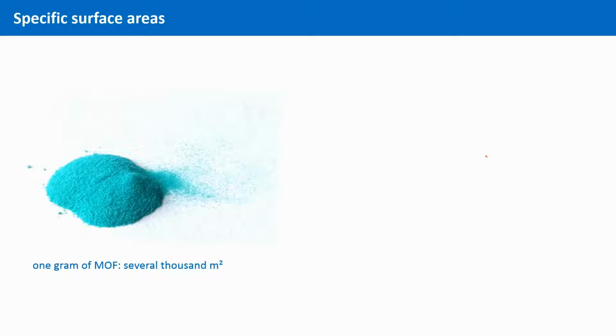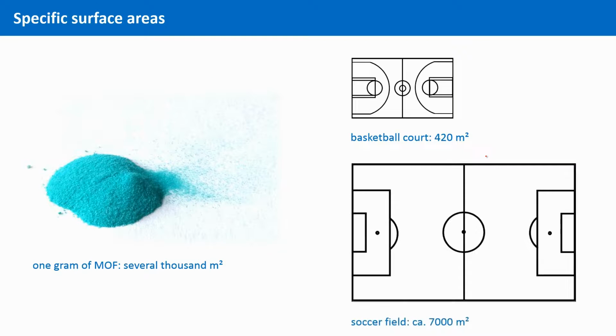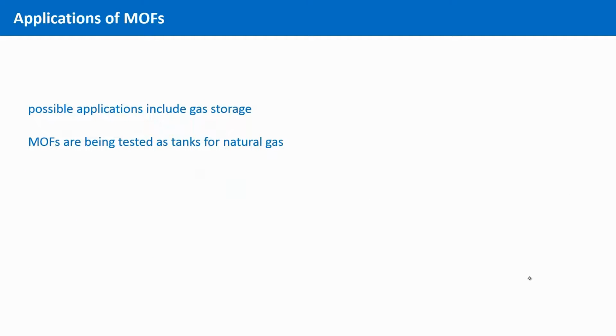For comparison, a basketball court is 420 square meters large, and a soccer or football field is about 7,000 square meters large. Typical values for MOFs lie somewhere in between those values, and again, that is per gram. This feature, along with their structural diversity, makes them very interesting candidates for many applications, such as gas storage. A very big chemical company manufactures them on a large scale and examines their properties as a storage material for natural gas.